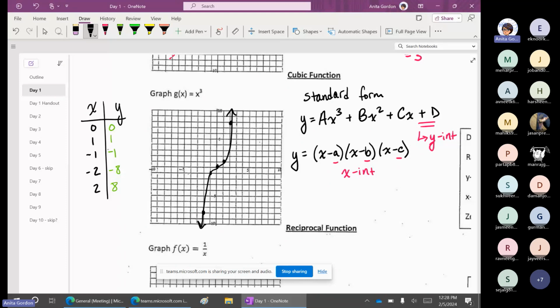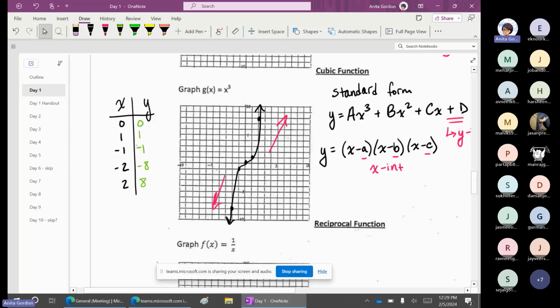One thing you should know about cubics is that one leg will always be pointing down and one leg will always be pointing up. Sometimes they'll be in different directions, but it's always one up, one down.